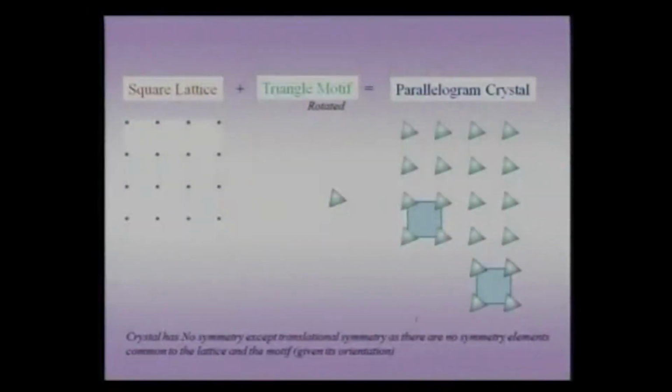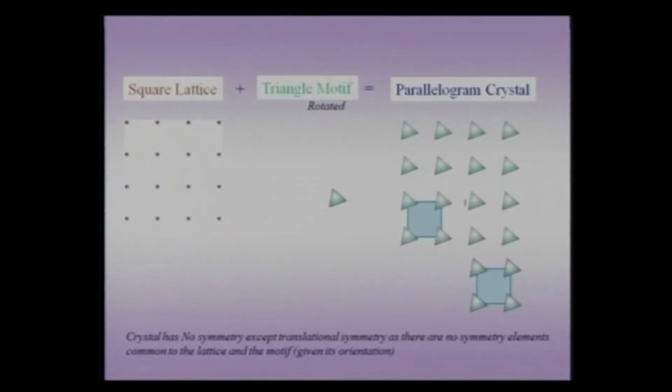So, this is the case I was talking about, wherein the triangle motif has been rotated with respect to the square lattice, and in this case I told you there is no common surviving symmetry element between the lattice and the motif. The motif continues to have its original symmetry, which is 3m symmetry, and the lattice continues to have its original symmetry, which is 4mm symmetry, but the crystal itself which I have generated has no symmetry except translation.